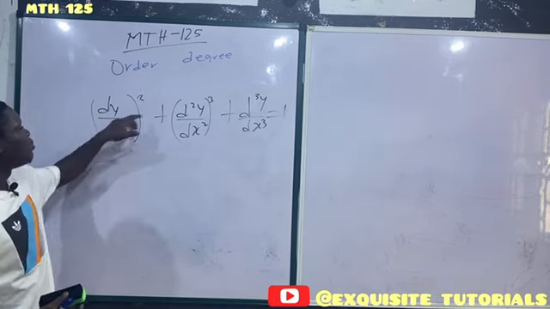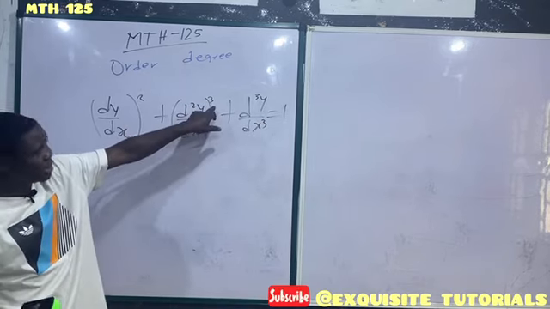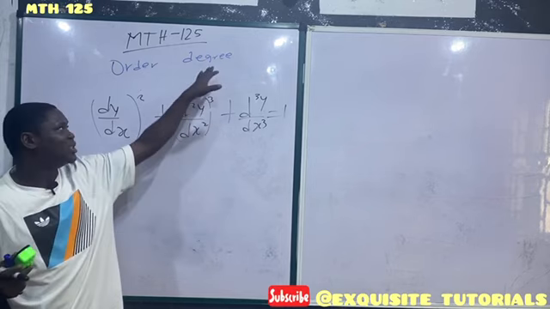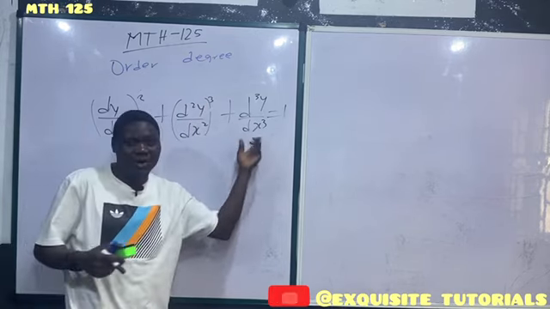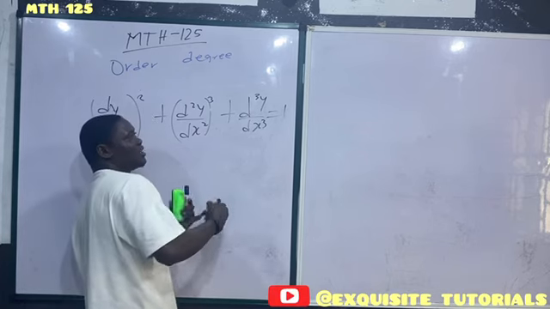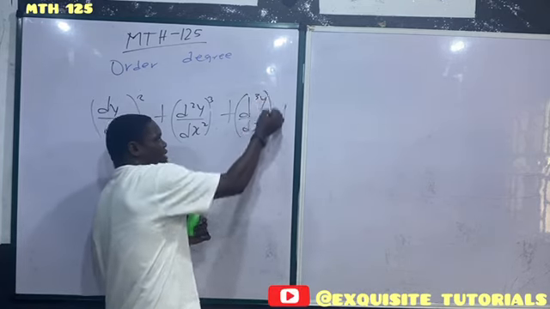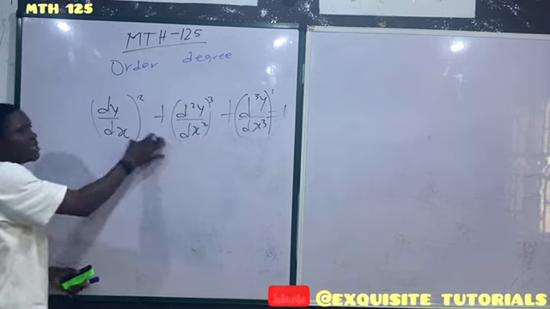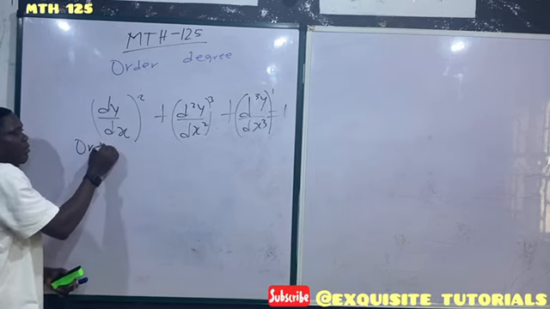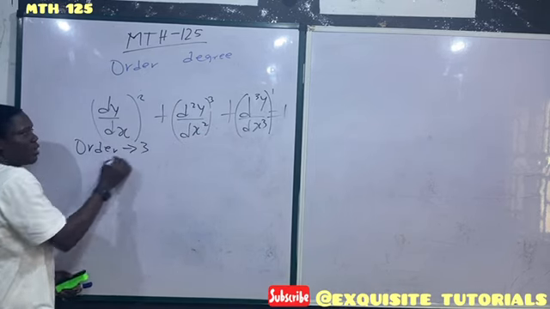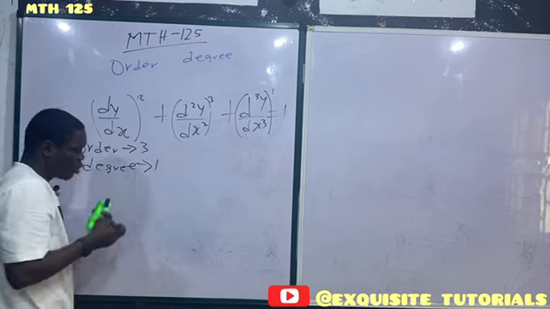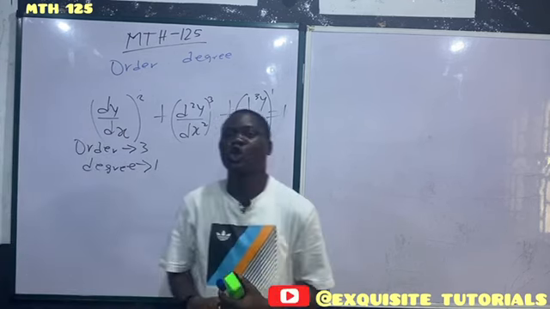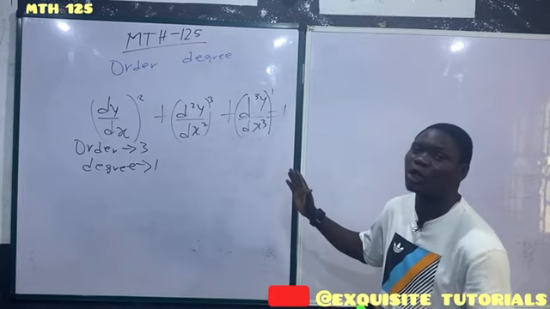But the highest power in this equation here is 3. But that does not mean that the degree of this equation is 3. The degree is the power of the highest derivative. And the power of this highest derivative is 1. So the order of this is 3, and the degree is 1.